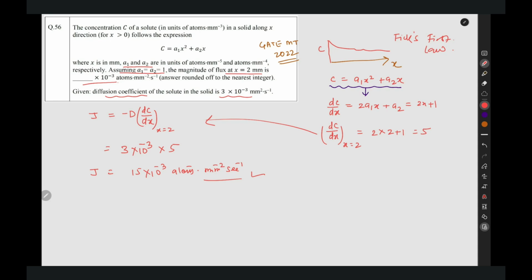So the nearest integer is 15. So 15 is the correct answer for this question.